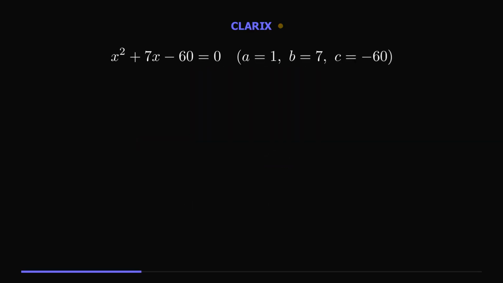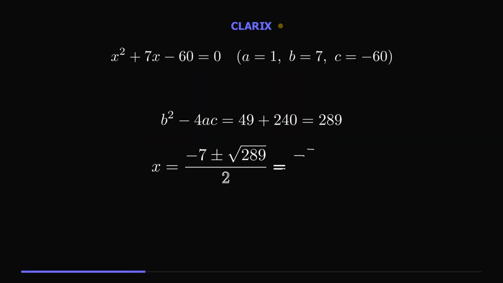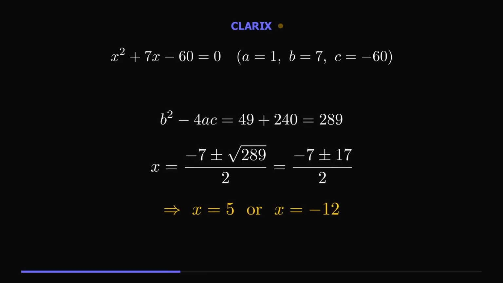Let's drive it. Solve x squared plus 7x minus 60 equals 0. Read off the coefficients. a is 1, b is 7, c is minus 60. Now the bit under the root, b squared minus 4ac. That's 7 squared, 49, minus 4 times 1 times minus 60, which is plus 240. So 49 plus 240 is 289. The square root of 289 is 17.